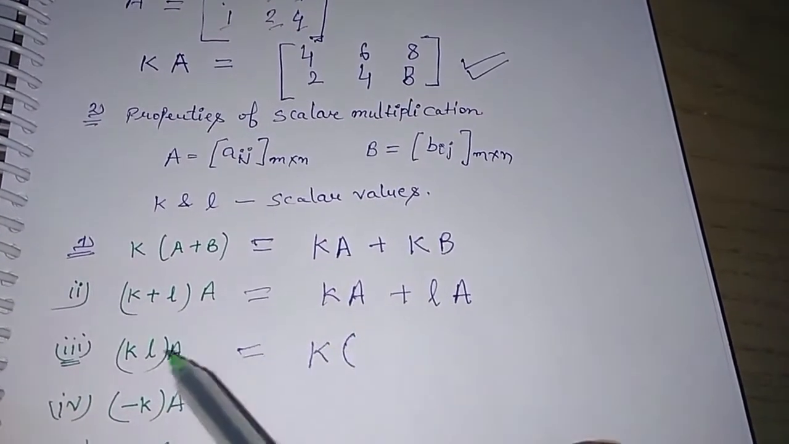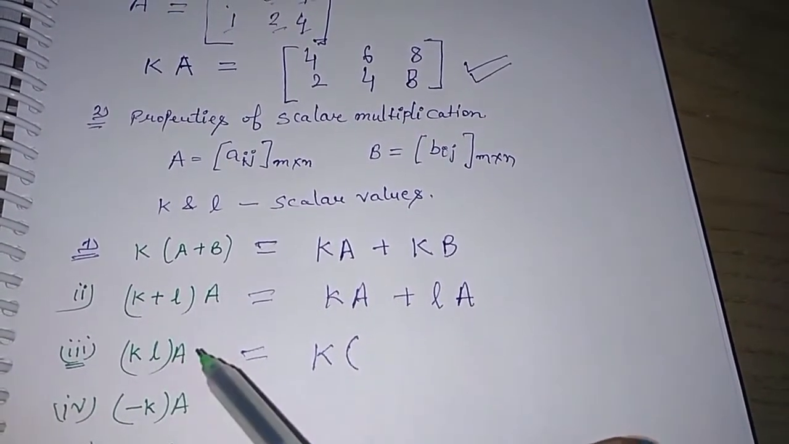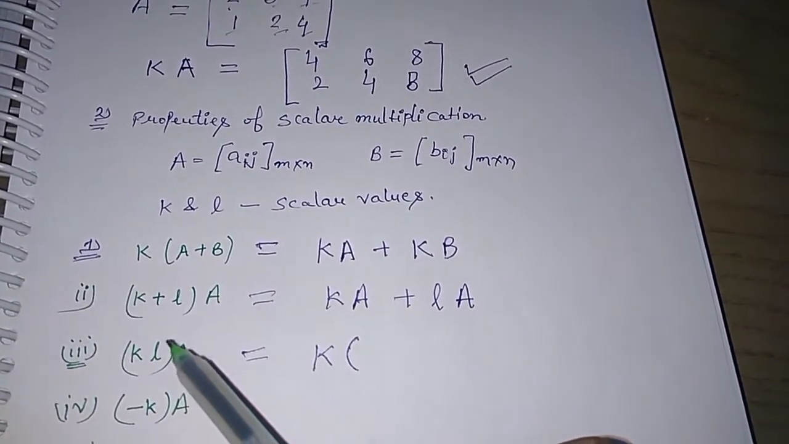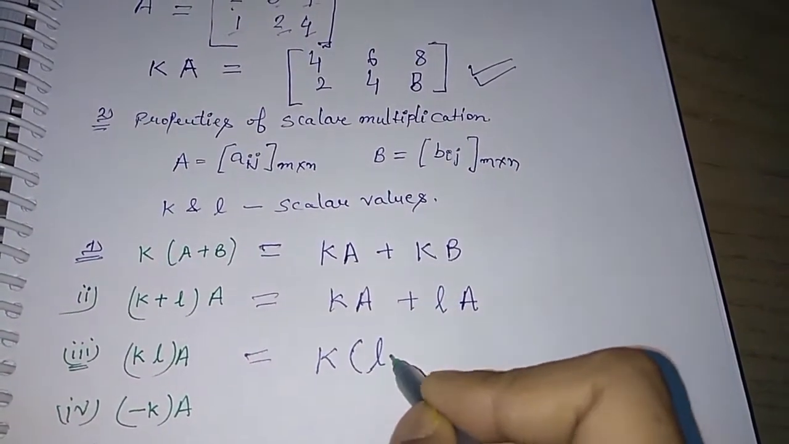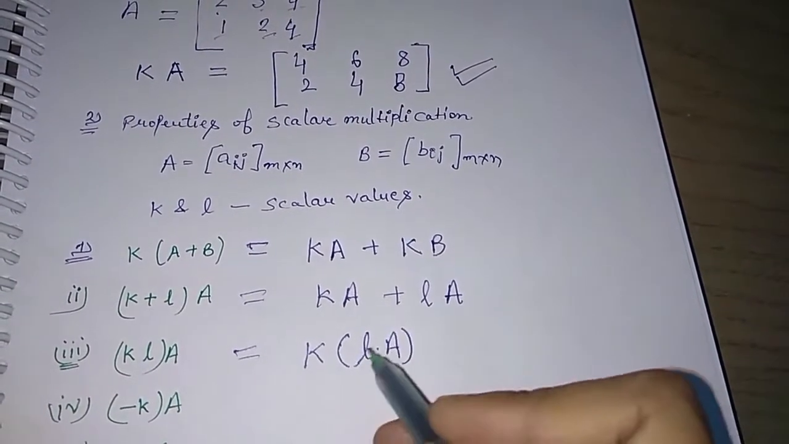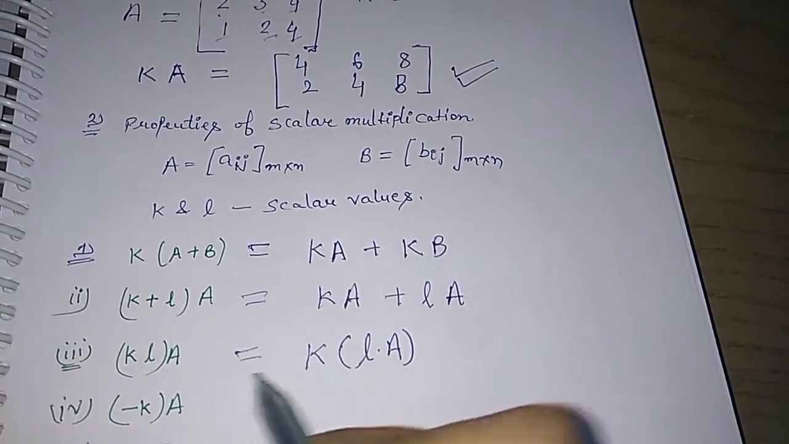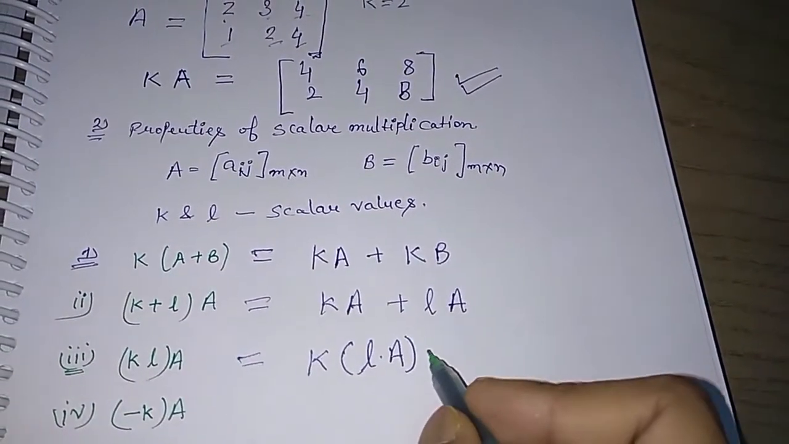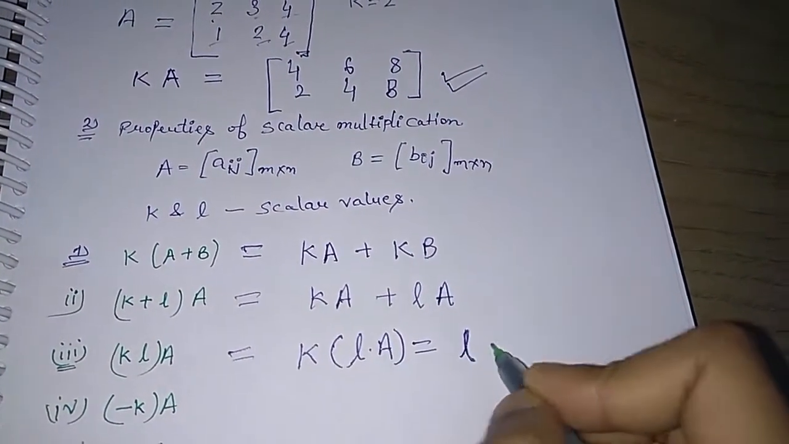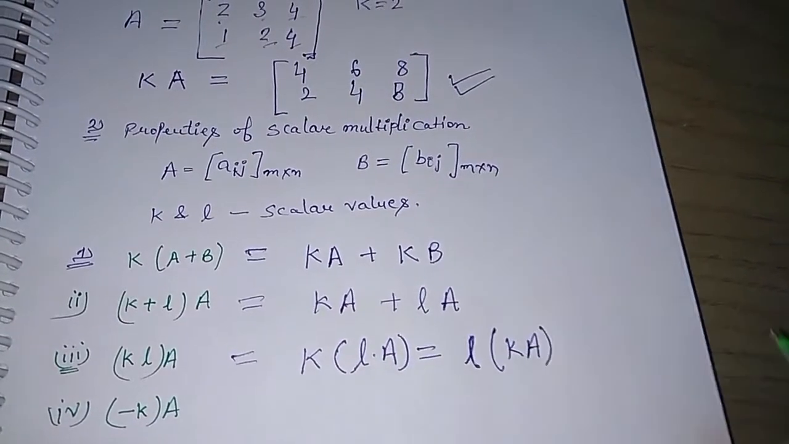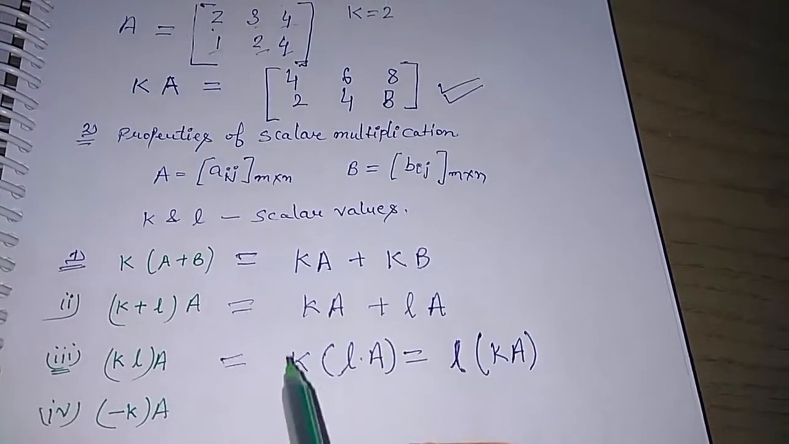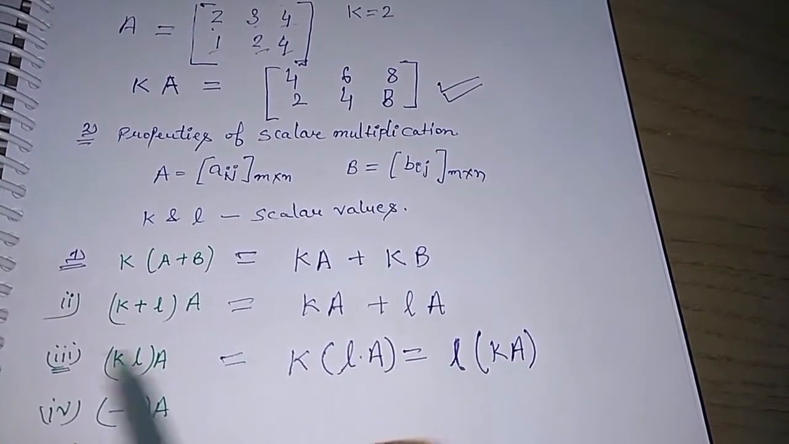Let's go further. Here we have the third, KL into A. We can write this in a different form also. Suppose we write it as K into (L into A). Here we first multiply the scalar value L into the matrix A, and then we multiply the result by K. In both cases the result will be the same. Or we can also do this by putting L outside and K inside. So in all three cases the results will be the same. The scalar value does not impact the result if we change the position.